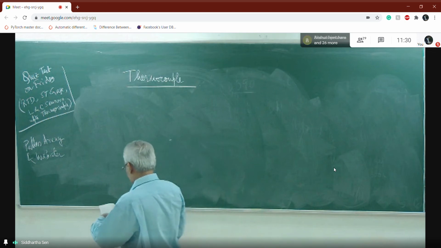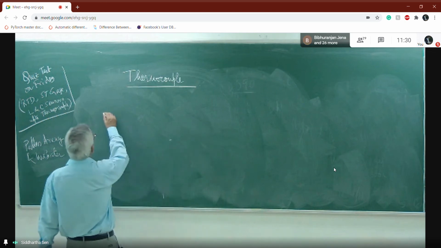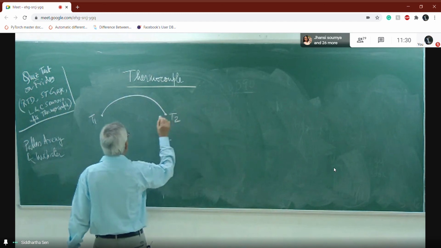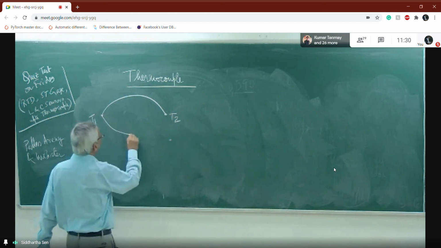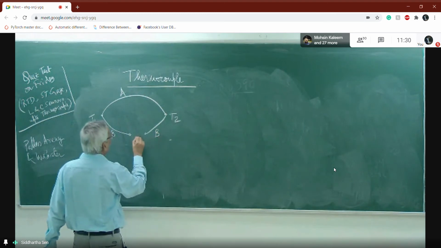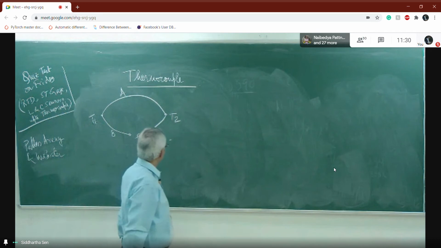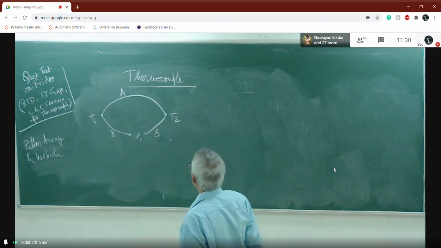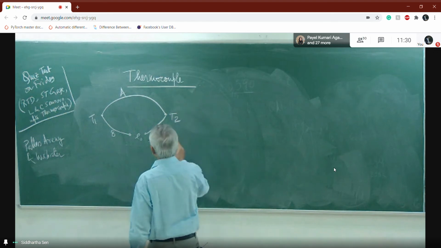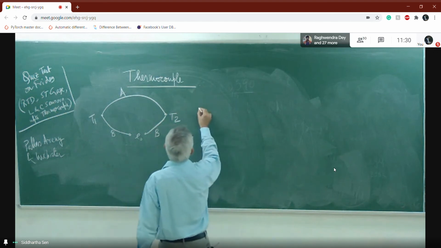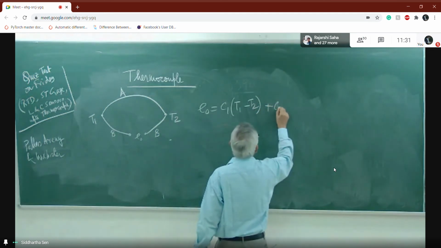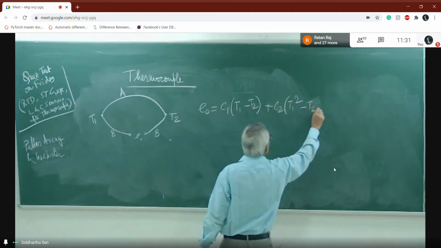So the basic principle of the thermocouple is that if we have two junctions, a hot junction and a cold junction, of two different metals, and if we break open at any point like this, a voltage would be generated, and that voltage can be expressed in this way: E0 is equal to C1 into (T1 minus T2) plus C2 into (T1 square minus T2 square).